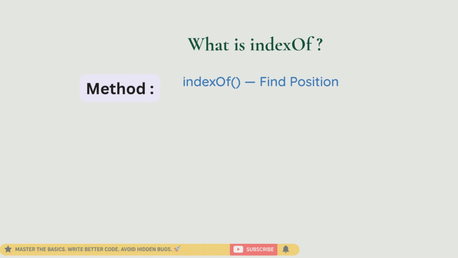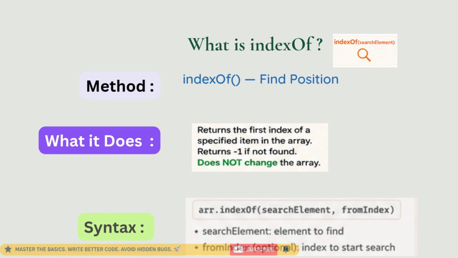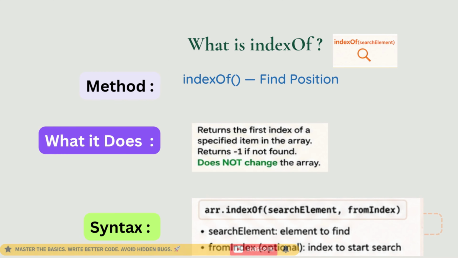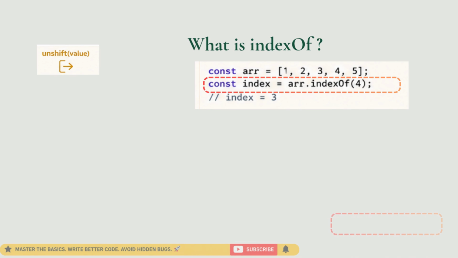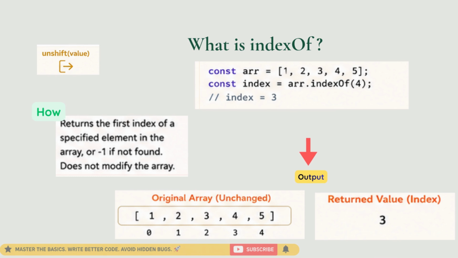Understanding indexOf. Finally, let's learn indexOf. IndexOf finds the position of a value inside an array. Example: const index equals arr.indexOf(4). Returned value becomes 3. Why 3? Because number 4 is stored at index 3.